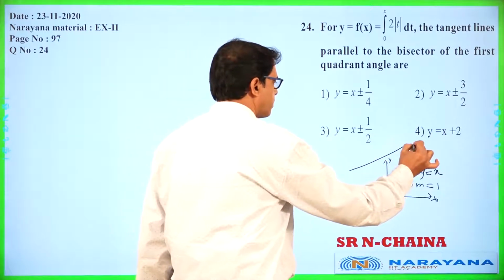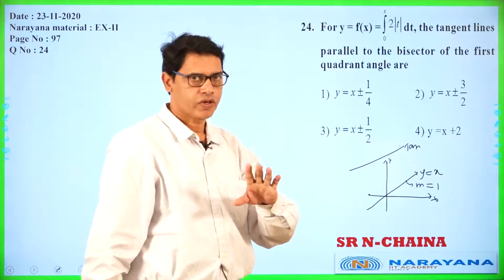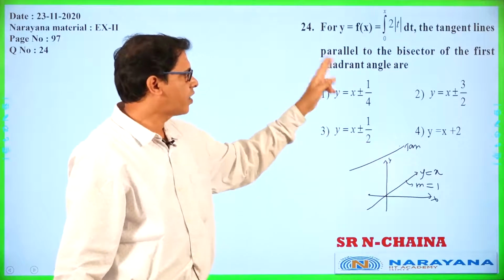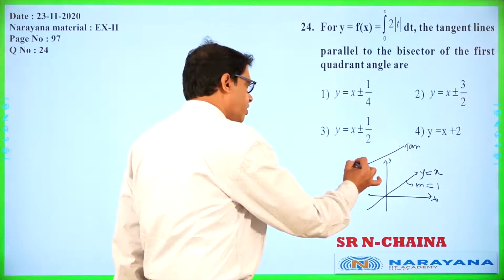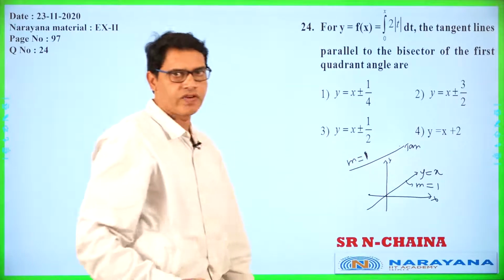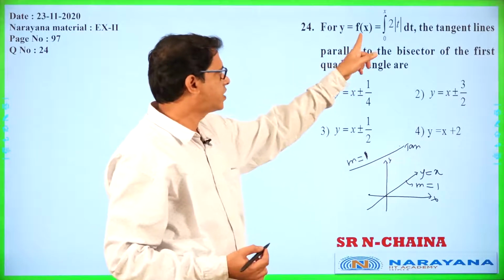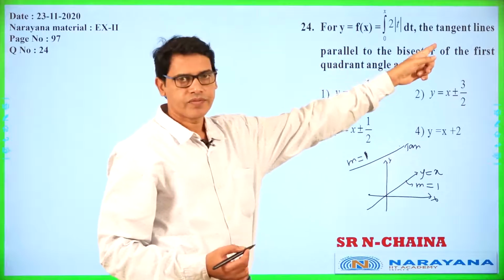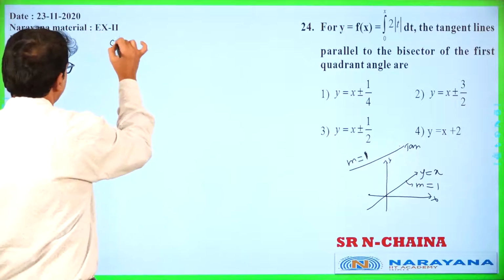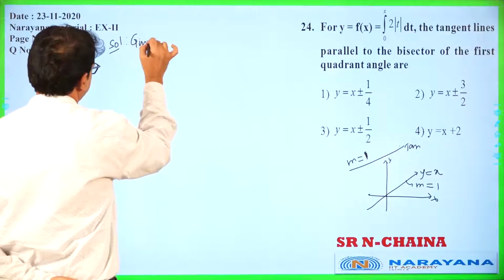These are tangents, so the slope of the tangent will be 1. Okay, got it? The tangent is parallel to this line, so the slope of the tangent is 1. The slope means dy by dx, so we need to find f dash of x. Derivating this means you need to apply the Leibniz rule. So what is given?